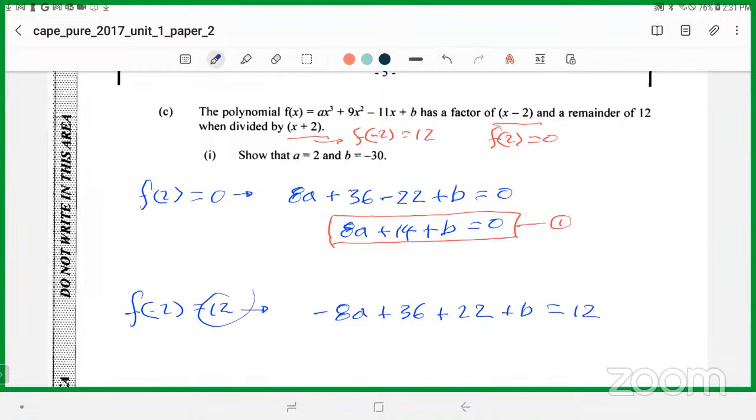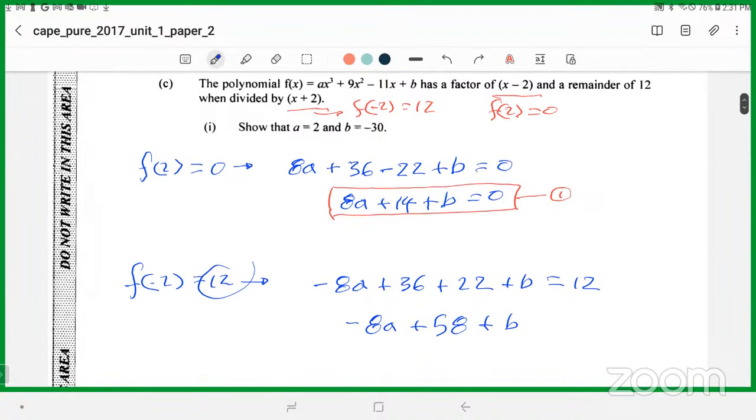I can simplify this by adding these two values on that side. So I get negative 8a plus that becomes 58 plus b. I could subtract the 12 as well and get 46. So I'm going to get -8a plus 46 plus b equals 0. Understand that?